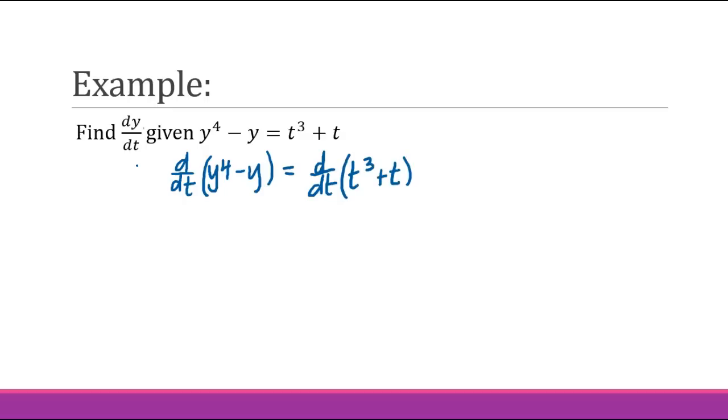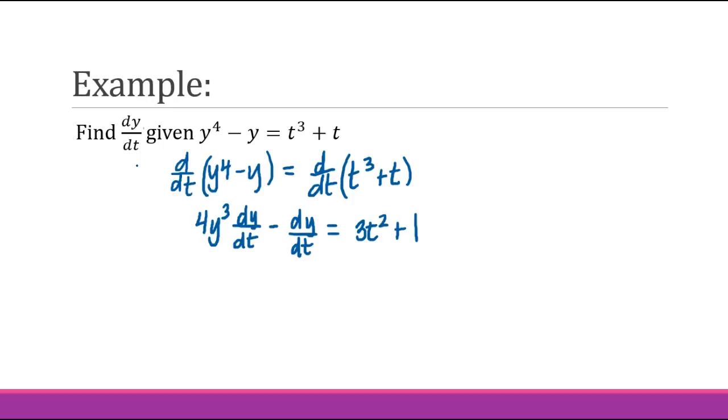variables that don't match. So when we take the derivative of y to the fourth, we're going to get 4y cubed dy/dt minus, and here the derivative of y would just be 1, and then with the chain rule we're going to get another dy/dt out. The derivative of t cubed with respect to t is just 3t squared and then plus 1.